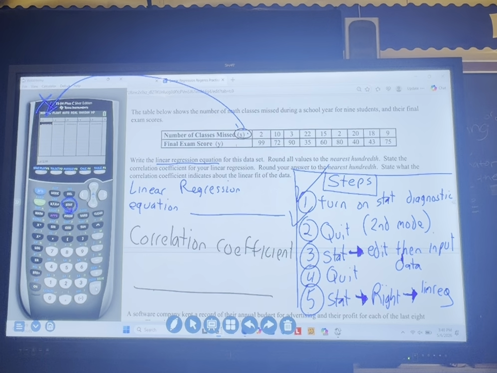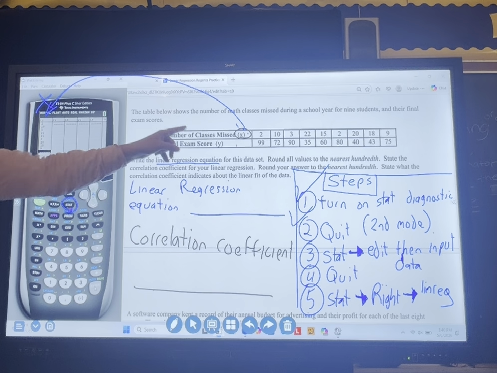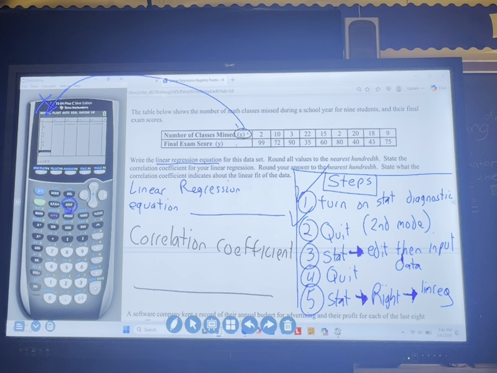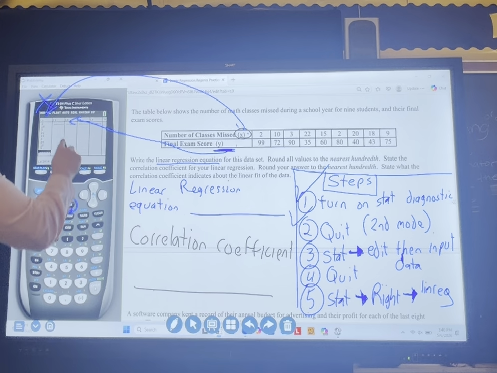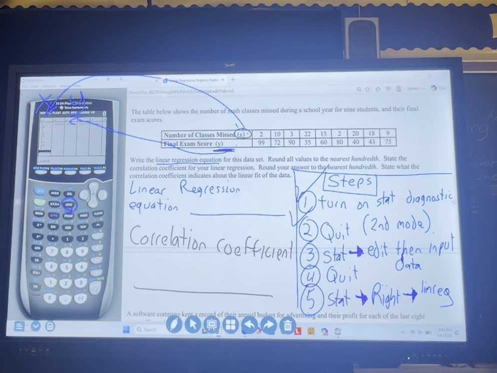Put it in carefully. So I'm going to put 2, enter, 10, enter, 3, enter, 22, enter, 15, 2, 20, 18, and 9. I put all of my X values in there. Be very careful. Make sure it matches exactly. I'm then going to take all of my Y values and put them into L2. My L2 is my Y.